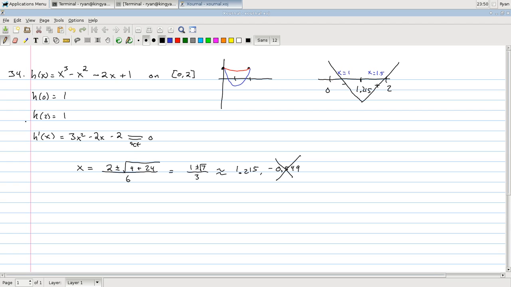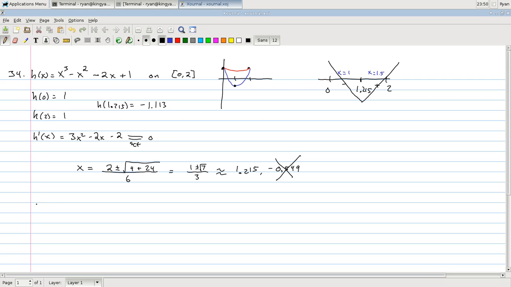So let's try plugging this into our function. Let's look at h of 1.215. And evaluating this, I see that this is approximately negative 1.113. Now this is below y equals 0, so it's more like this blue picture here, where our y value is down here. Since this is below 0, 0 is between these two y values.